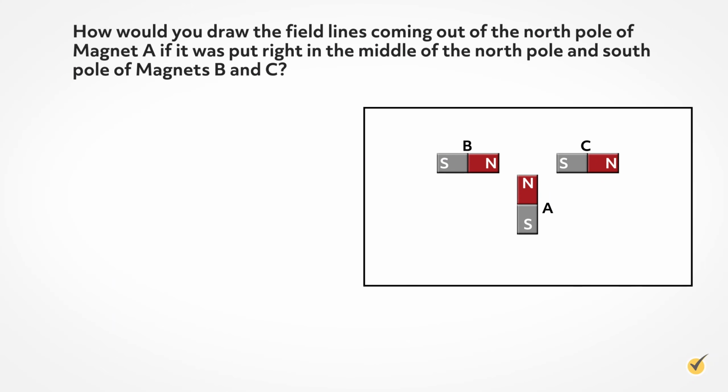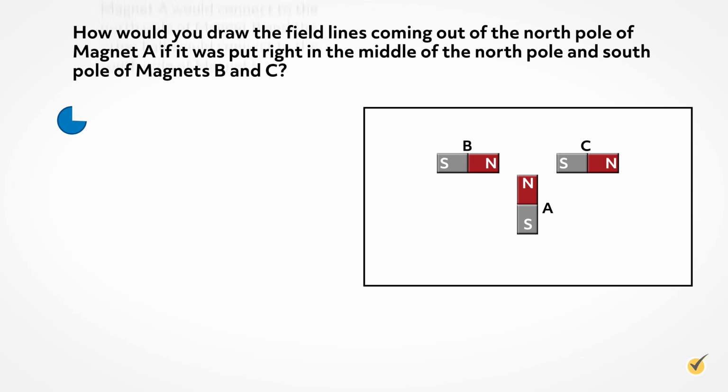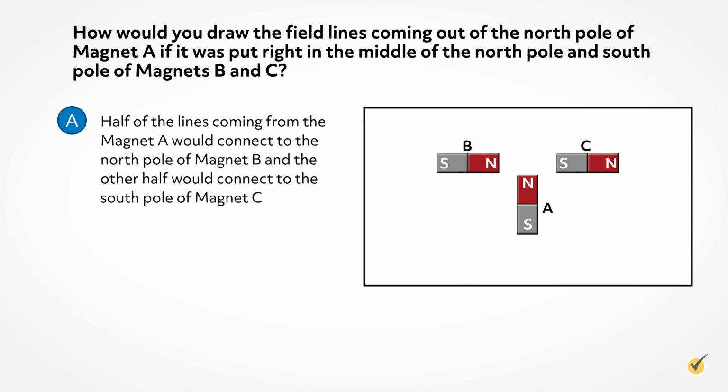Now that we've learned all about magnets and how they work, let's test your knowledge with some review questions. Number 1. How would you draw the field lines coming out of the North Pole of magnet A if it was put right in the middle of the North Pole and South Pole of magnets B and C? A. Half of the lines coming from the magnet A would connect to the North Pole of magnet B, and the other half would connect to the South Pole of magnet C.